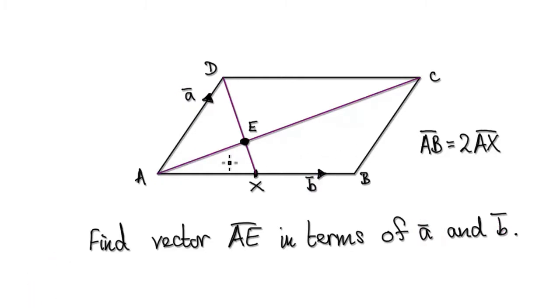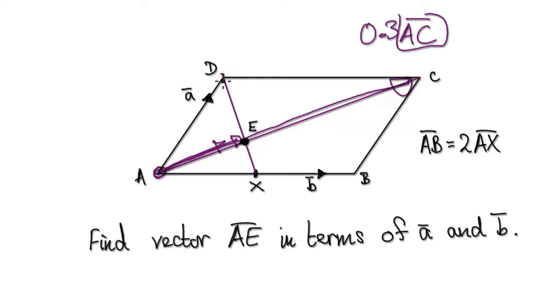Okay, so to do this, the first step is to find the vector from A to C, and then it's going to be some scalar multiple of AC. According to this diagram, it's probably about 0.3 AC. Then find the vector DX, this vector here, and it's going to be some scalar multiple of that vector. So let's just imagine it to be 0.7.